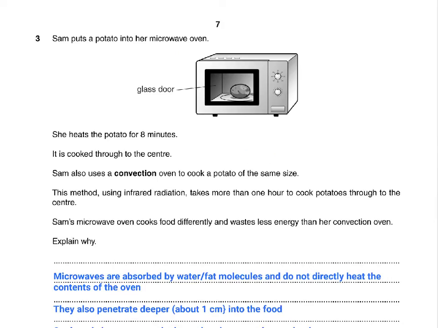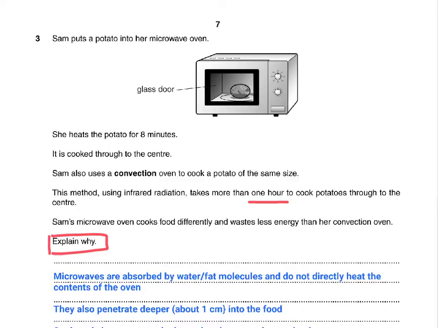Question 3. Sam puts a potato into her microwave oven. She heats the potato for 8 minutes. It is cooked through to the center. Sam also uses a convection oven to cook a potato of the same size. This method, using infrared radiation, takes more than 1 hour to cook potatoes through to the center. Sam's microwave oven cooks food differently and wastes less energy than her convection oven.